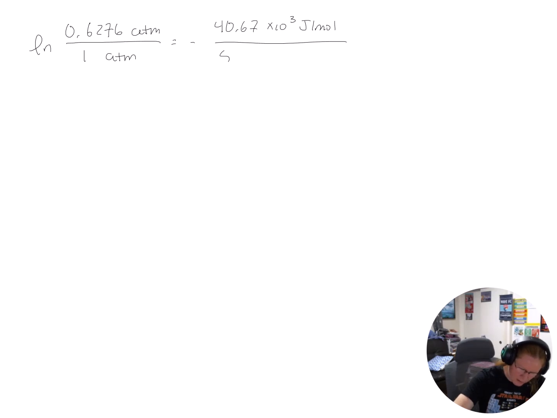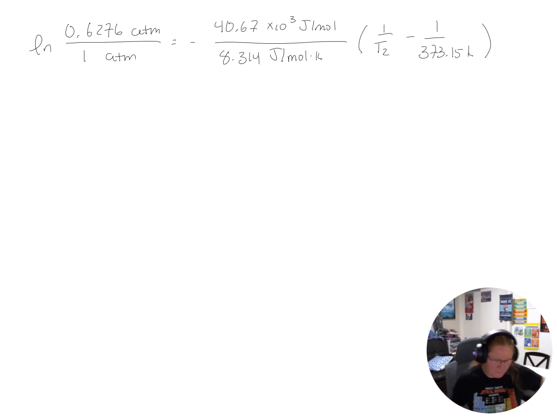We're going to get the natural log of 0.6276 over 1 equals negative 40.67 times 10 to the third joules per mole over 8.314 joules per mole Kelvin, times 1 over T2 minus 1 over 373.15 Kelvin. Now it's just a matter of scrunching things together, combining like terms, and doing some algebra.